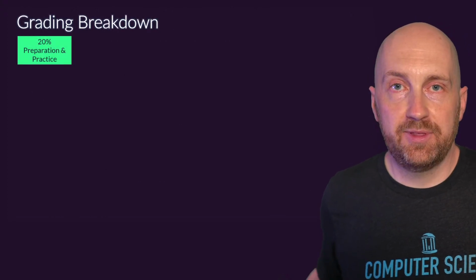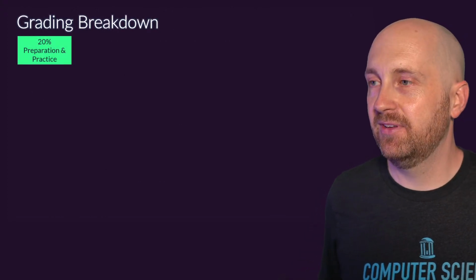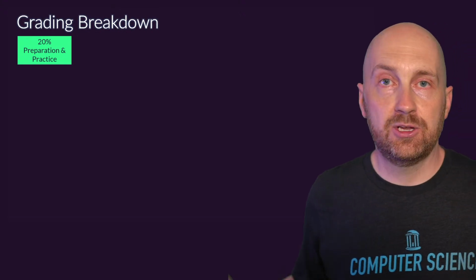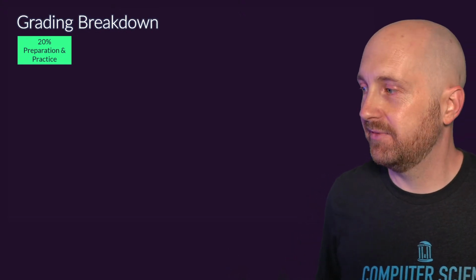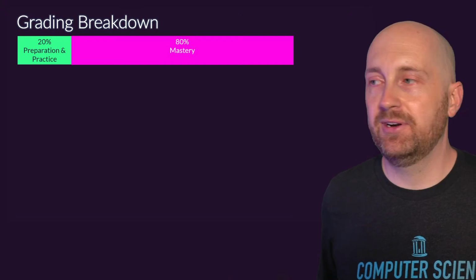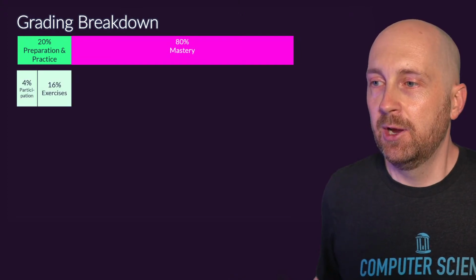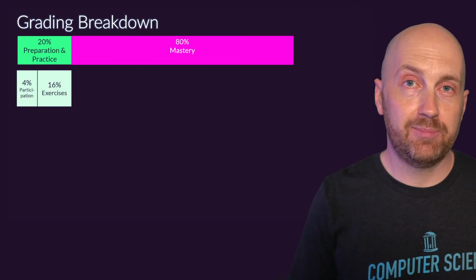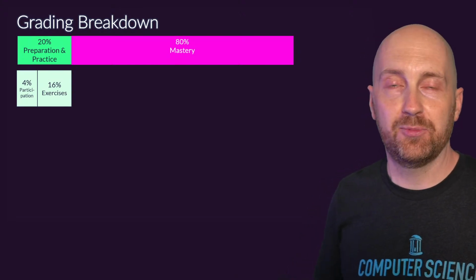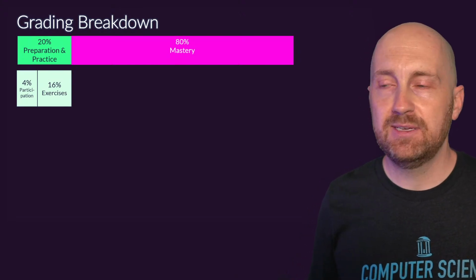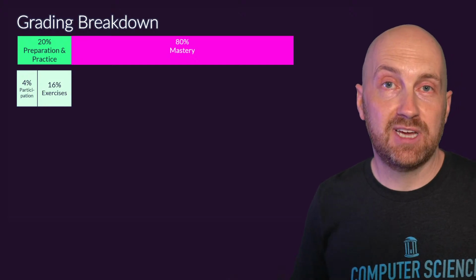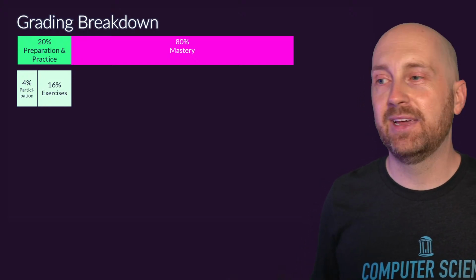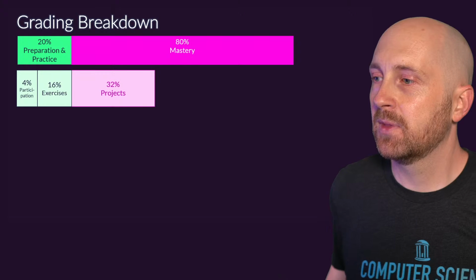So just to get through some of the other administrativia, the grading breakdown. The preparation and practice is 20% of your grade, and mastery is the other 80%, right? So participation, showing up to Poll Everywhere, contributing in small group activities is 4%. And the exercises that you're doing and working on and handing in, that's another 16%.